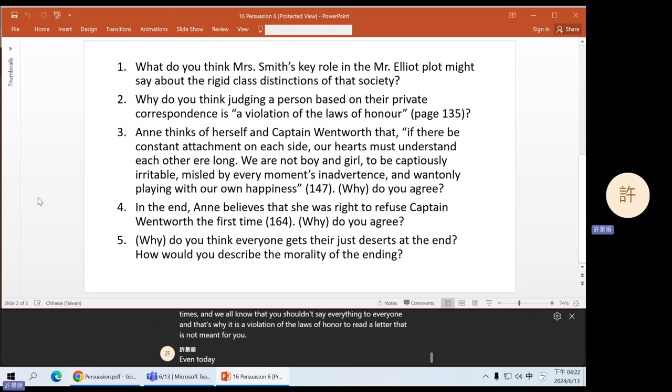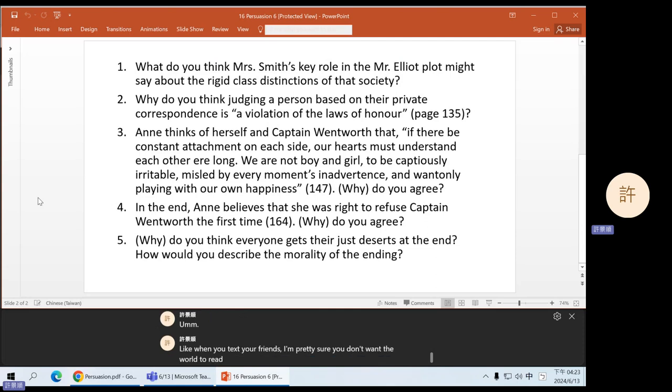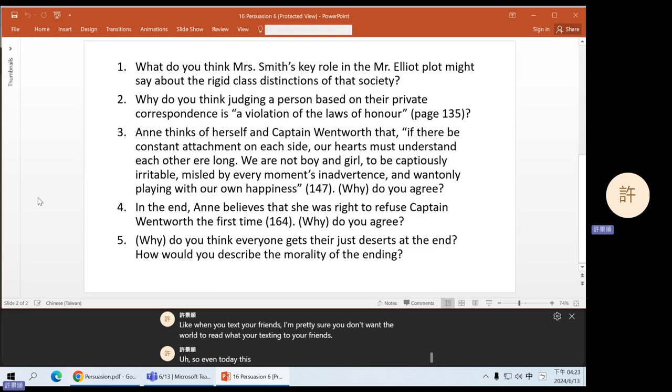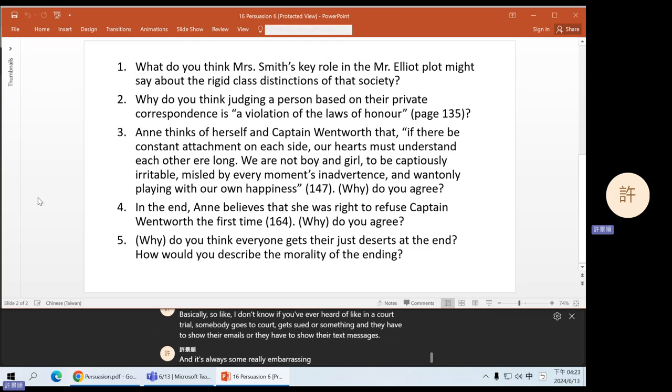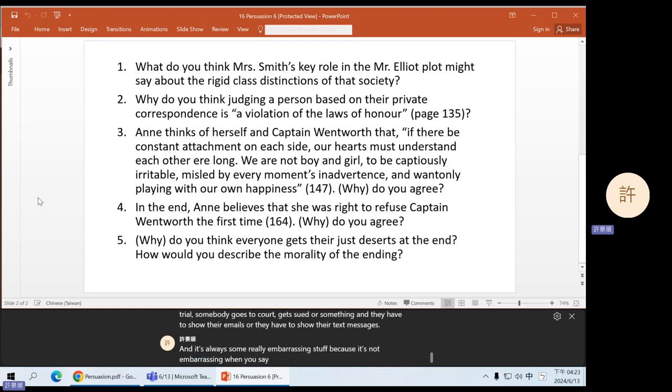Even today, like when you text your friends, I'm pretty sure you don't want the world to read what you're texting to your friends. So even today, this value is still in effect, basically. So like, I don't know if you've ever heard of, in a court trial, somebody goes to court, gets sued or something, and they have to show their emails or they have to show their text messages. And it's always some really embarrassing stuff, because it's not embarrassing when you say it to your friend, but it's embarrassing when somebody reads it in court.